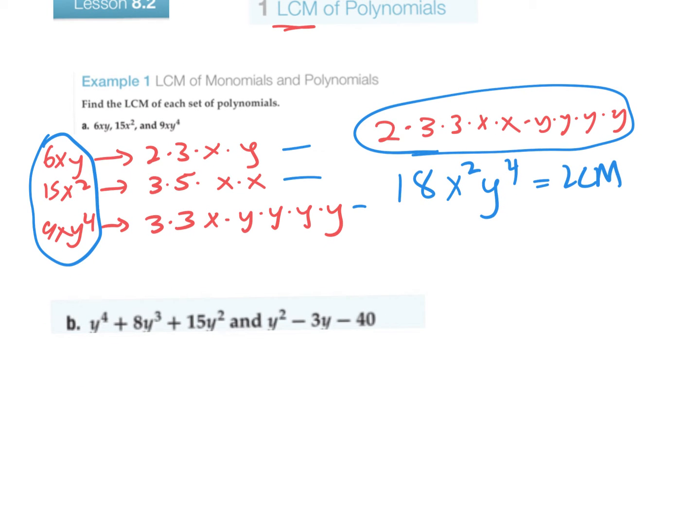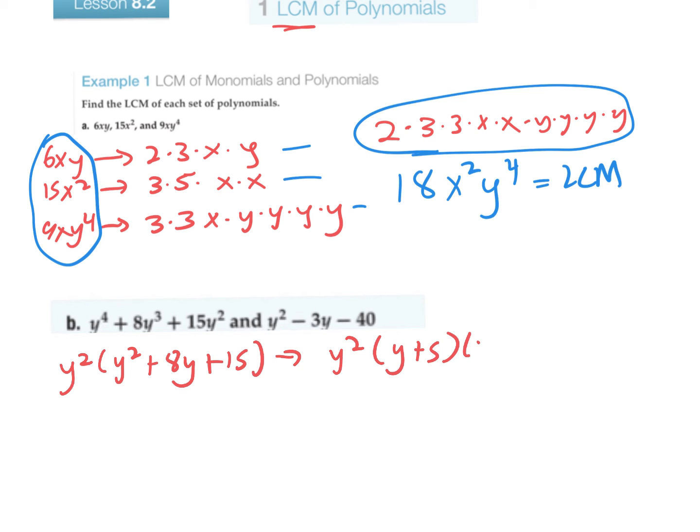So I'm going to factor the y^4. To factor this, the first thing is y squared comes out, which leaves me y squared plus 8y plus 15. And then I have to factor that even more. So I have a y squared, but I also have a y plus 5 and a y plus 3. So there is this first one factored.